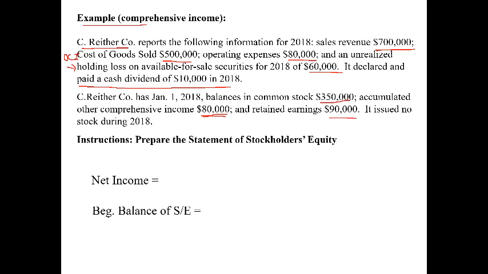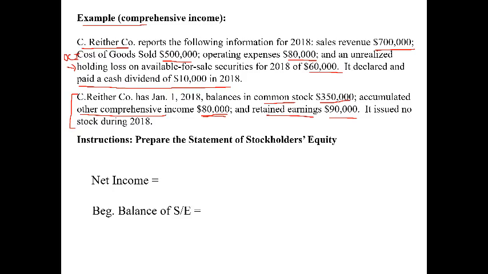It issued no stock in 2018. So prepare the statement of stockholders' equity. Well, what does stockholders' equity consist of? It's these items: common stock, accumulated other comprehensive income, and retained earnings. And so we're going to show adjustments to those three accounts.